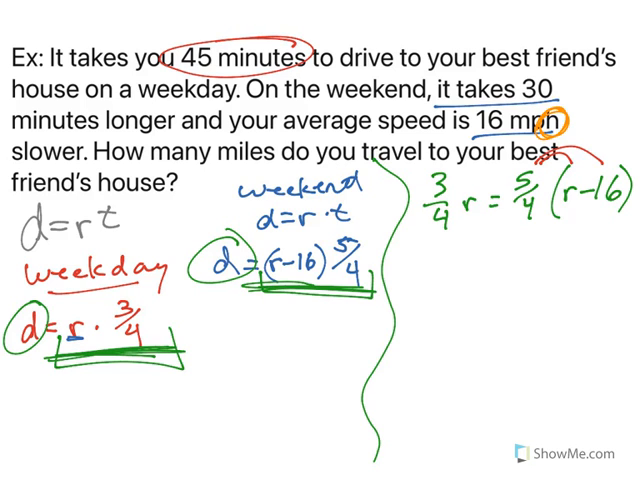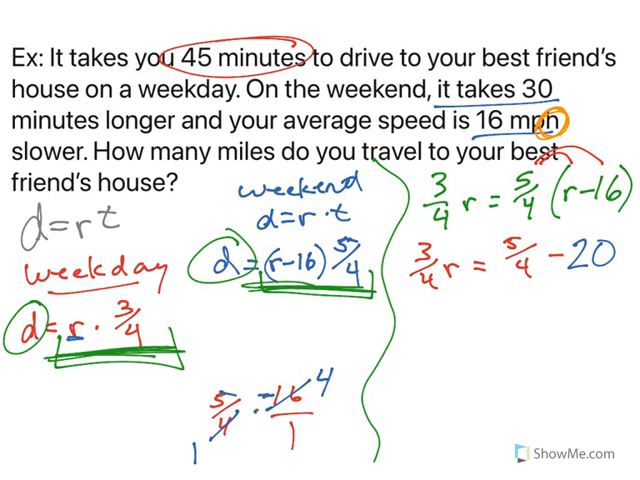My first step is to distribute 5/4. So I've got 3/4 R equals 5/4 R minus, if I take 5/4 times negative 16 over 1, 4 goes into 4 once, 4 goes into 16 4 times. So 5 times negative 4 gives me negative 20. Okay, we're crushing this. So now I lost my R. Did anybody else notice that? Whoop, there it is. 5/4 R minus 20.